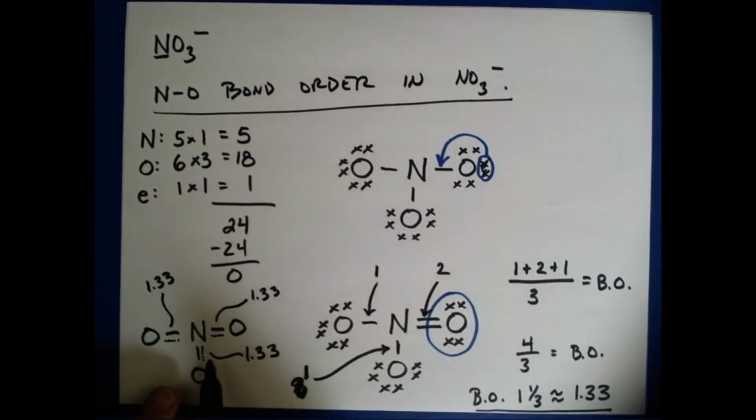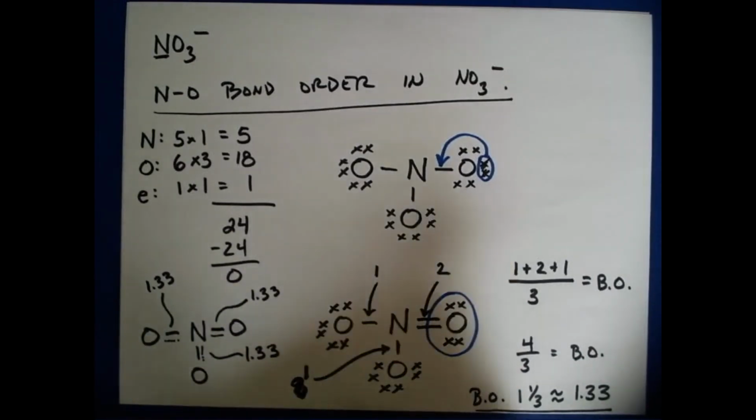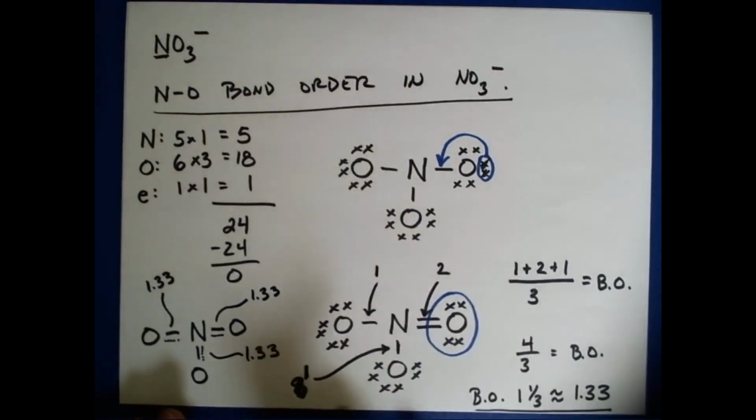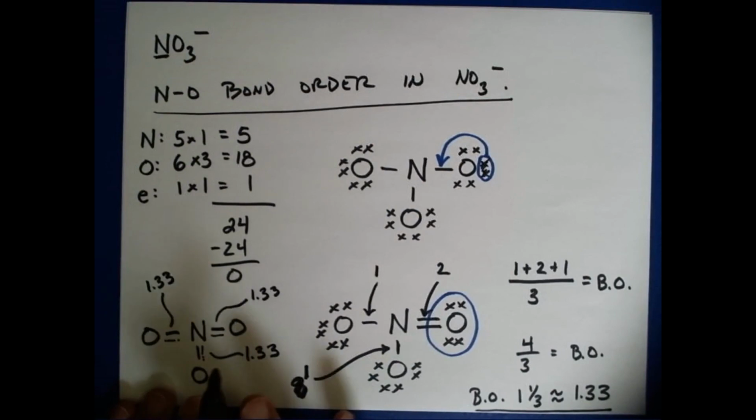And this is going to end up being a better picture for what's going on in the nitrate ion than this one here. This is still an okay picture. This is an okay model, and we're going to use it sometimes. But this one gives us a little bit better idea of what's actually going on with the electrons in the nitrate ion.